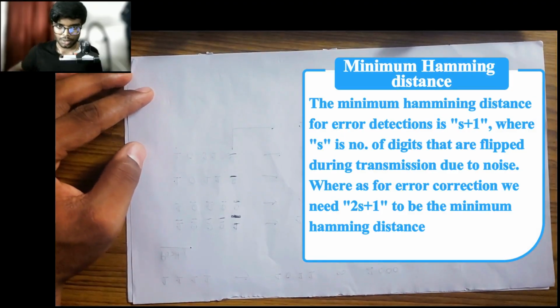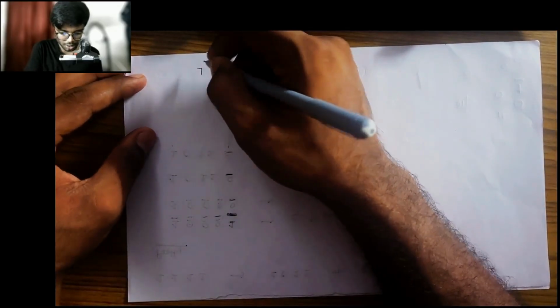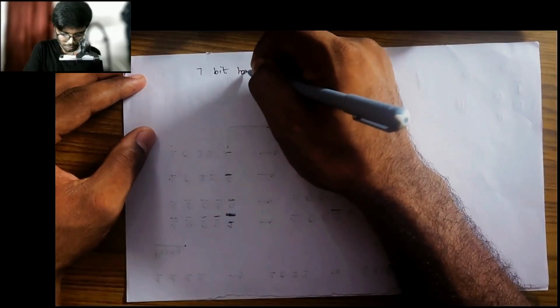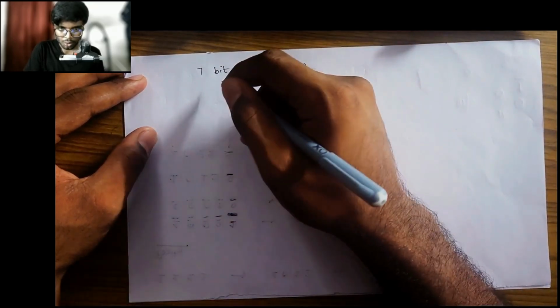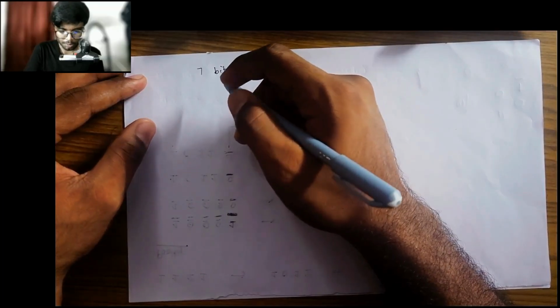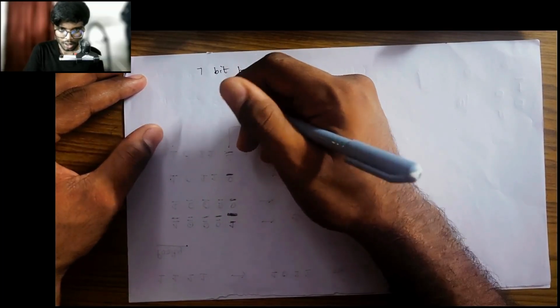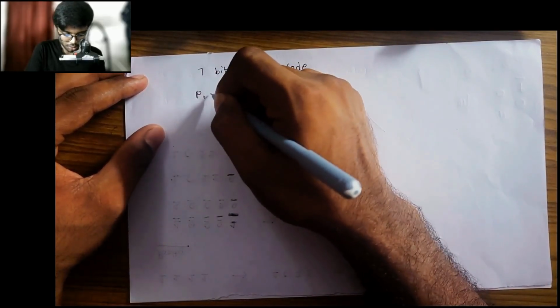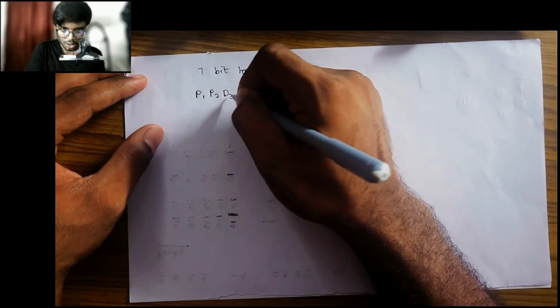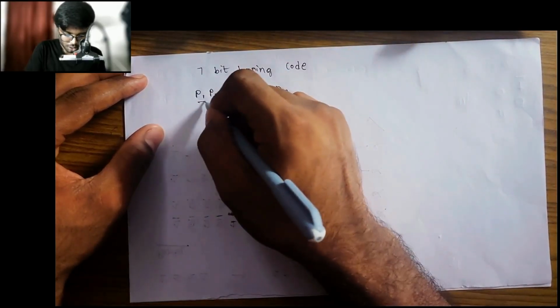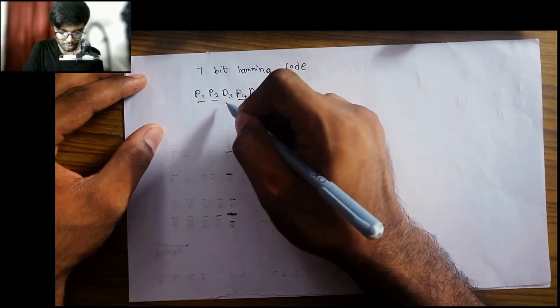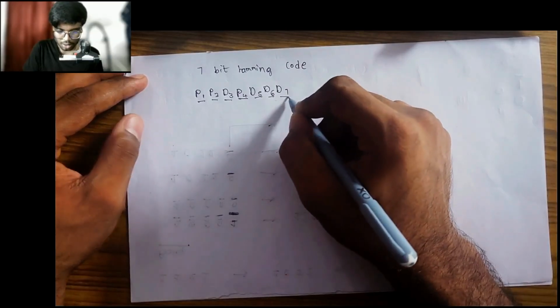Okay, now I'll be explaining how Hamming codes actually work and how they are able to correct errors in the code. Before that, we will be discussing the 7-bit Hamming code. In this 7-bit Hamming code, bits 1, 2 and 4 are parity bits, and bits 3, 5, 6, 7 are data bits. So let us write them like this: P1, P2, D3, P4, D5, D6, D7. 1, 2 and 4 are parity bits, whereas 3, 5, 6, 7 are data bits.